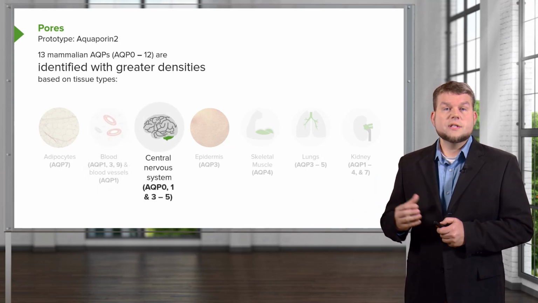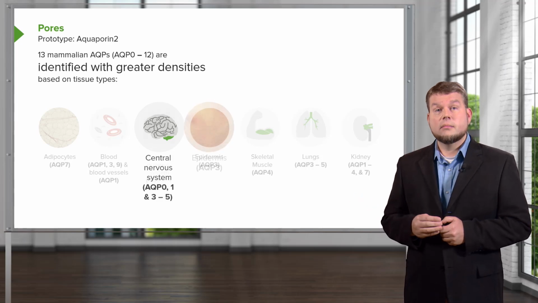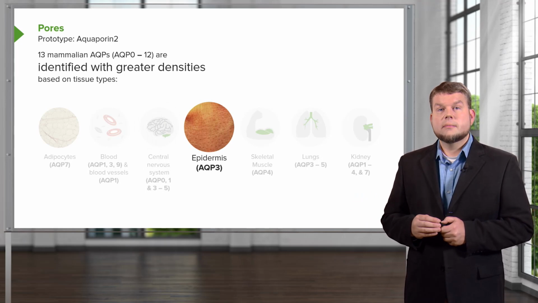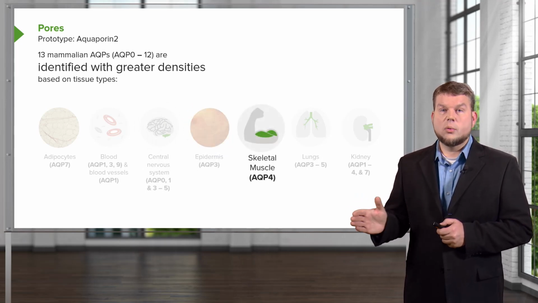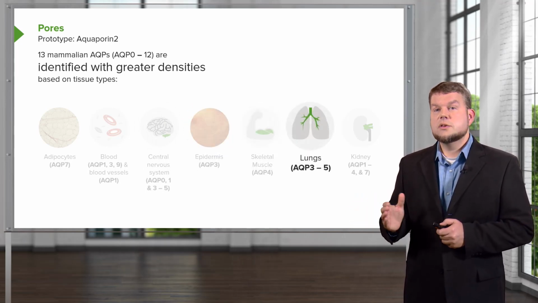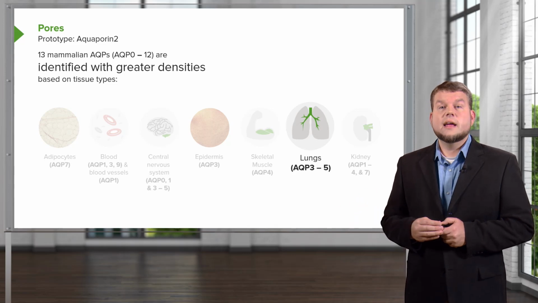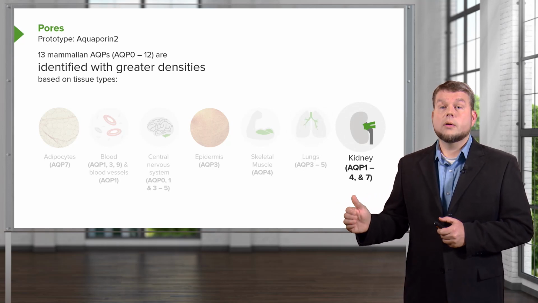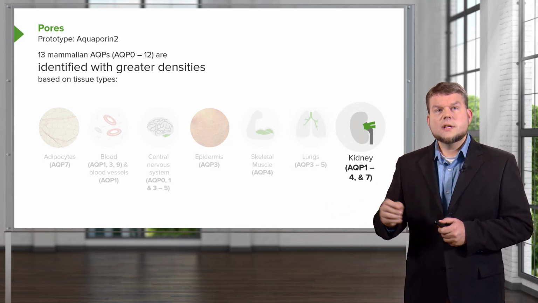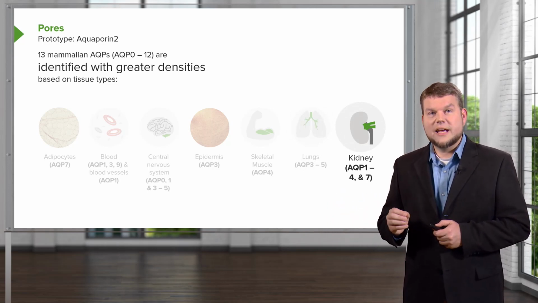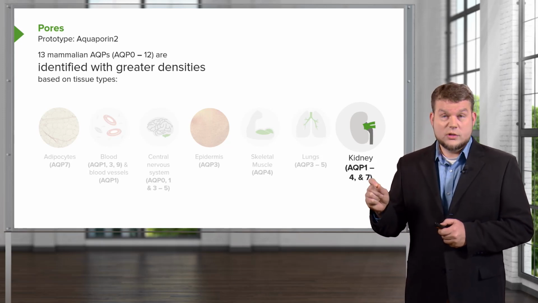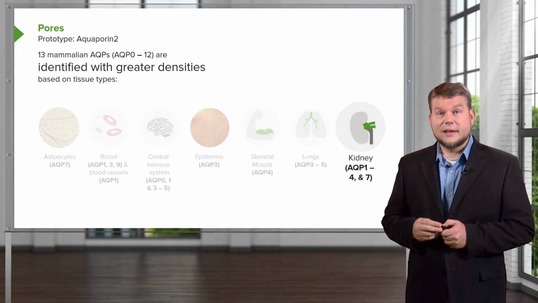The central nervous system, or brain, has 1, 3, 4, and 5. The skin has aquaporin 3. Skeletal muscle uses aquaporin 4. The lungs use 3, 4, and 5. And finally, the kidney uses 1, 2, 3, 4, and 7. We're going to spend the rest of the time on this particular pore talking about aquaporin 2, which is located primarily in the kidney.